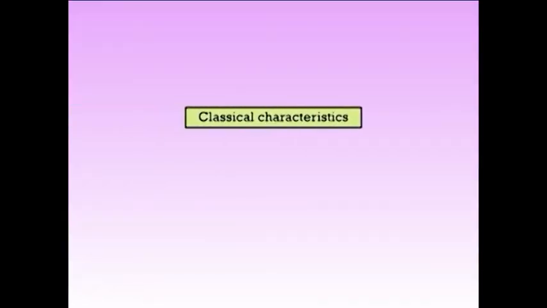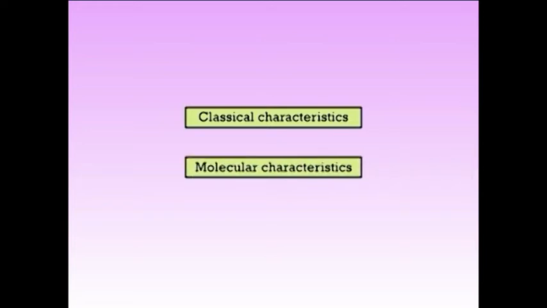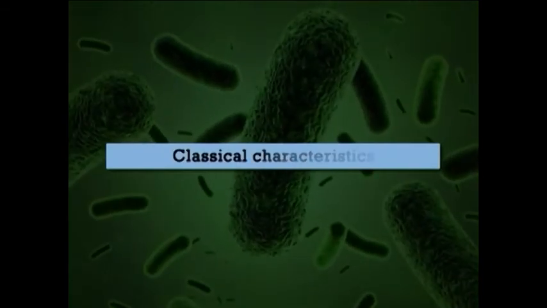So now we'll see what the characteristics used in taxonomy are. For classifying and identifying microorganisms, the characteristics of the organism are studied. Characteristics are classified into two groups. The first one is the classical characteristics and the second one is the molecular characteristics. So now we'll come to the classical characteristics. Classical characteristics involve morphological, chemical, cultural, metabolic, antigenic, genetic, and finally ecological characteristics.